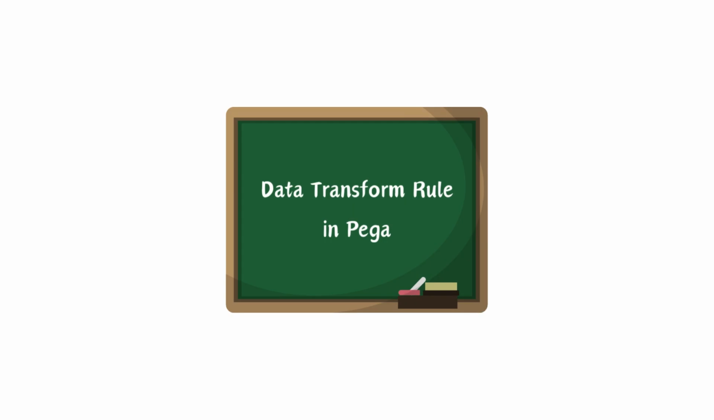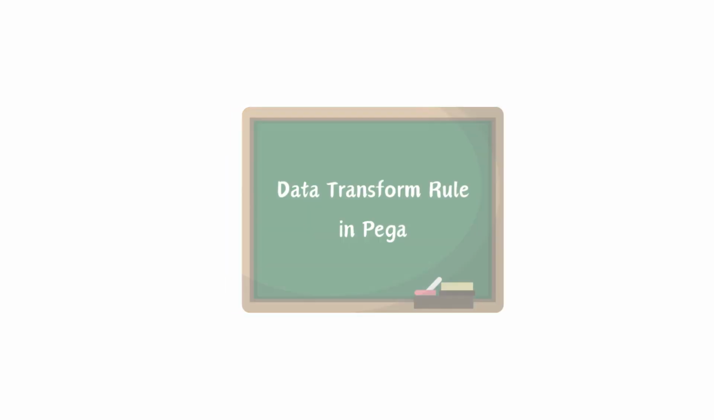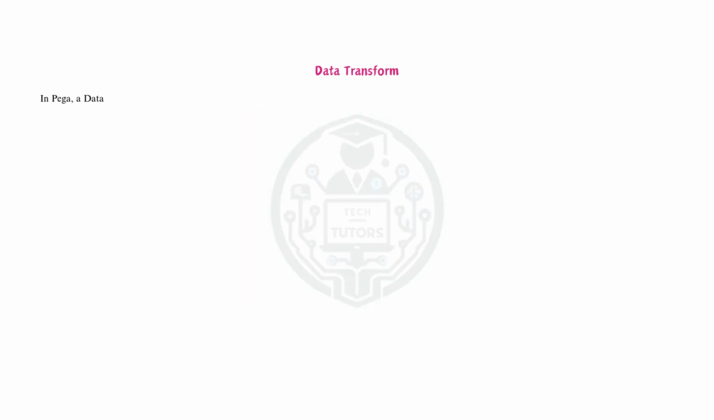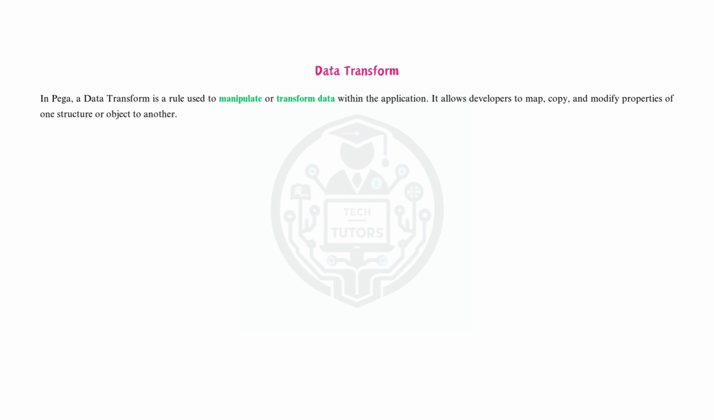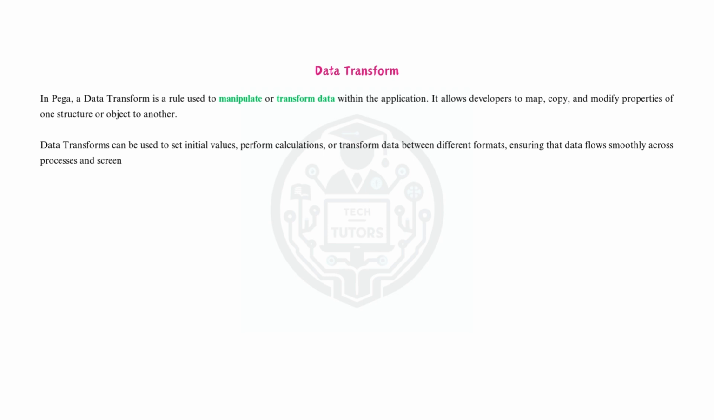If you want a simple way to handle data in Pega, you're in the right place. Today, we'll see how data transforms can help you move and update data easily in your app. In Pega, a data transform is a rule that developers use to manipulate or transform data within the application. It's a powerful tool that allows you to map, copy, and modify properties from one structure or object to another seamlessly. Essentially, data transforms help ensure that data moves effortlessly from one part of your app to another.